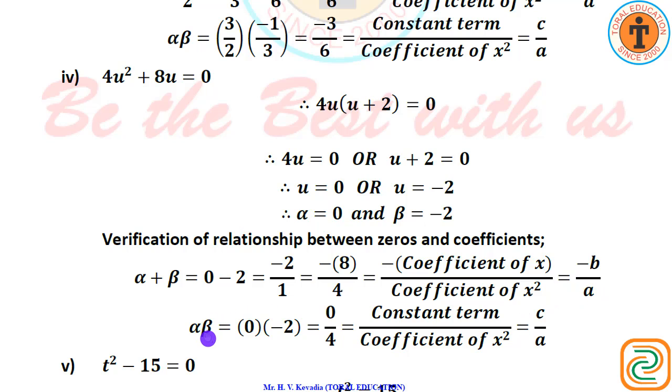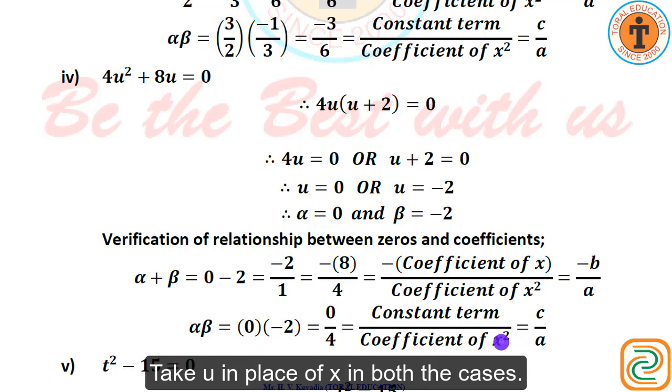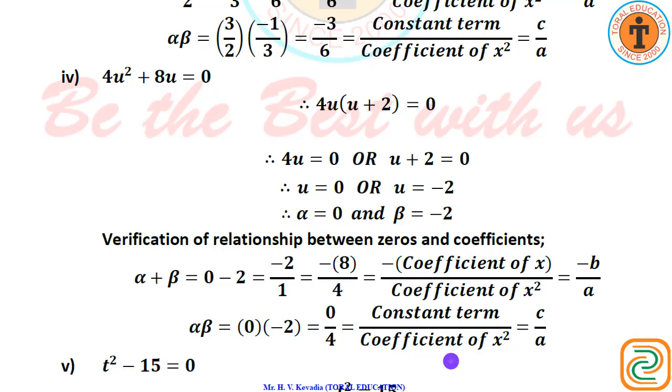Here alpha into beta, 0 into minus 2, that is 0, that is 0 upon 4. We can write 0 upon 4. Why? Because 0 into minus 2 equals to 0. So we can put any number in the denominator of 0, it will give 0 only. So I have taken here 4 to get this 4 as the coefficient of u square. Here I have written x, but there are u, constant term upon coefficient of u square, that is c upon a.